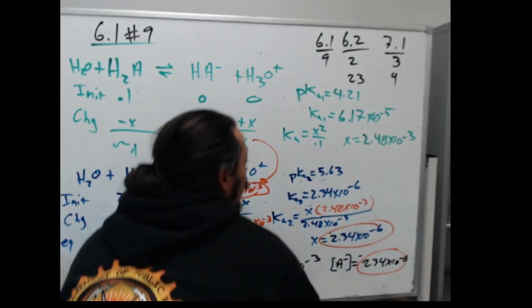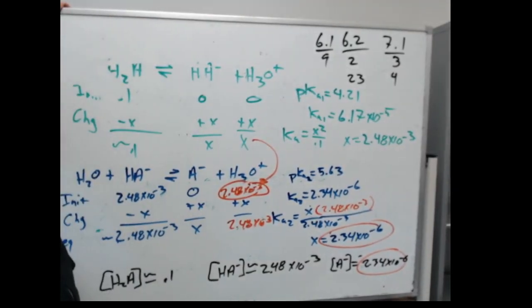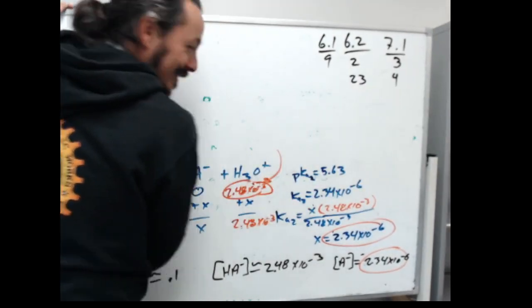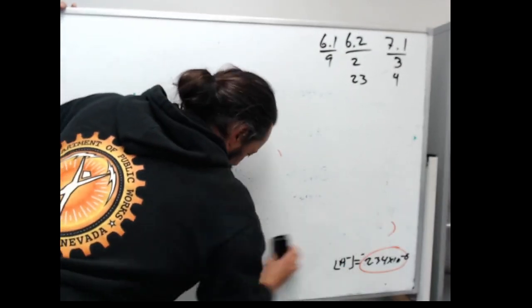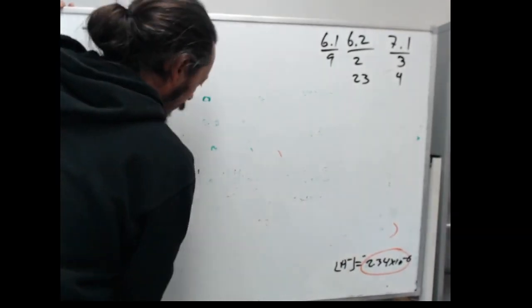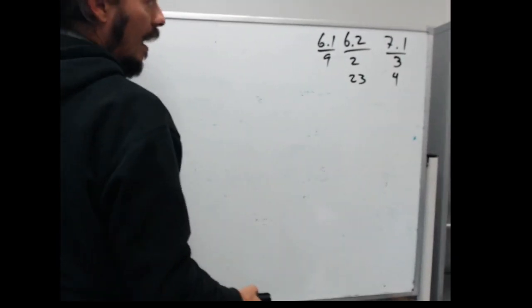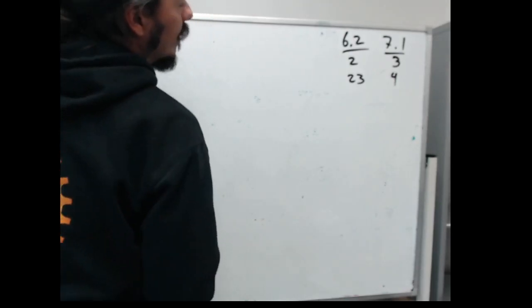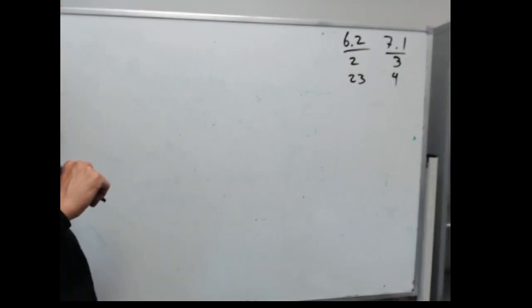6.2. Oh, ready for it to go away? Okay. Uh, 6.1, number 9. 6.2, number 2. Who's got a read on that for me?